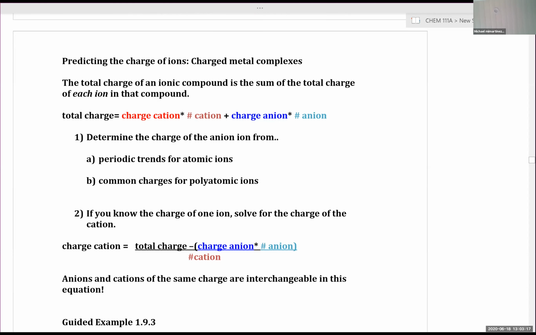So, in some cases, we can end up with metal complexes that are charged in nature. In order to handle these charged metal complexes, we're going to have to go back to our original equation that states the total charge for an ionic compound is the sum of the total charge of each ion. So first and foremost, we determine the charge of the anion using periodic trends and common charges for polyatomic ions. And then we can solve for the charge of our cation.